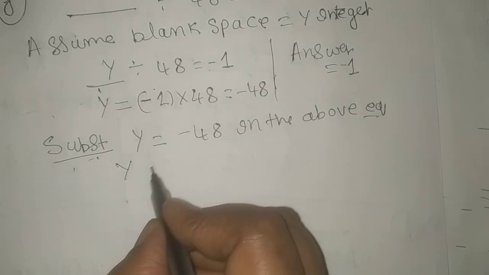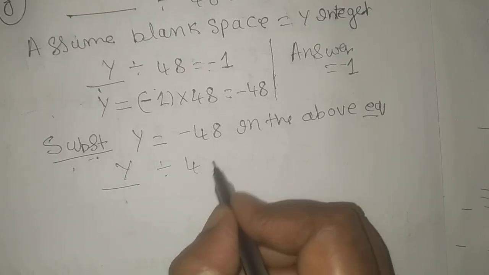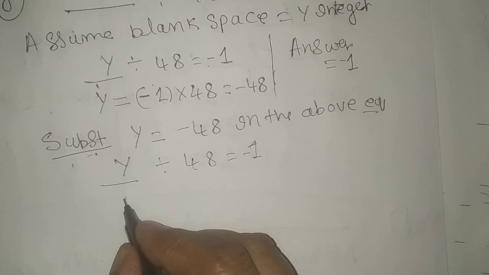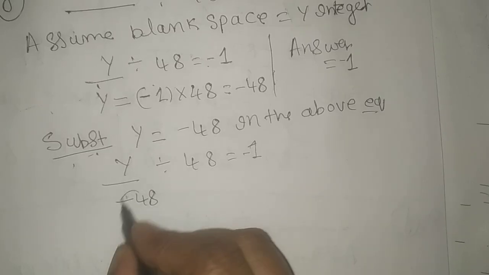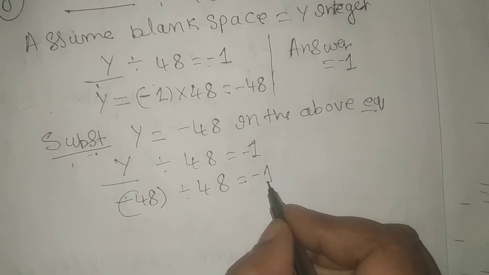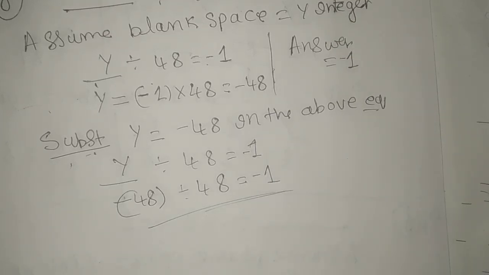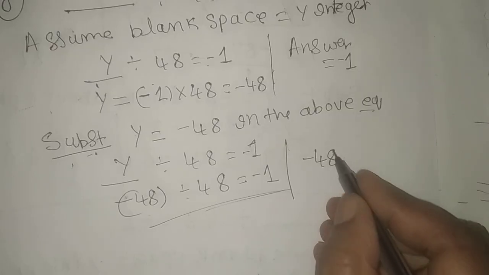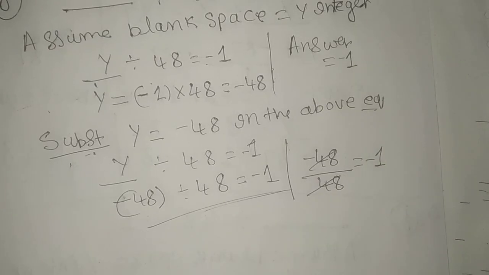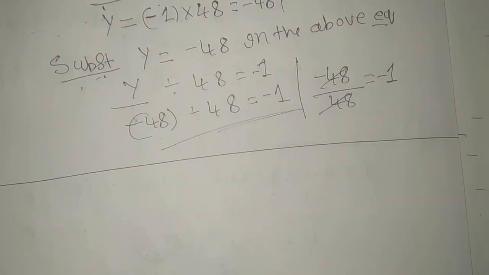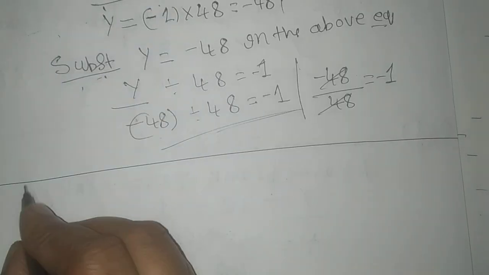So y divided by 48 is equal to minus 1. Substitute minus 48 in place of y: minus 48 divided by 48 is equal to minus 1. So this is the solution. This is the correct solution of the F problem. So now we have G.